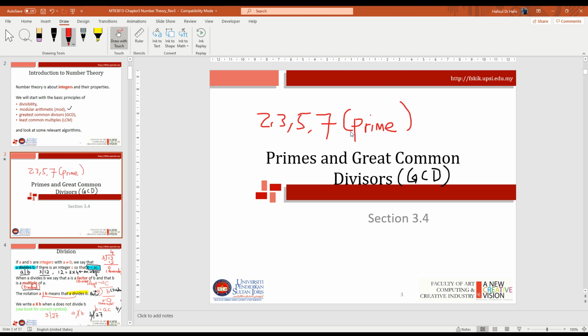A prime number is a natural number greater than 1 that is not a product of two smaller natural numbers. A natural number greater than 1 that is not a prime is called a composite number. Sorry, it is greater than 1. Other than prime, we call it a composite.